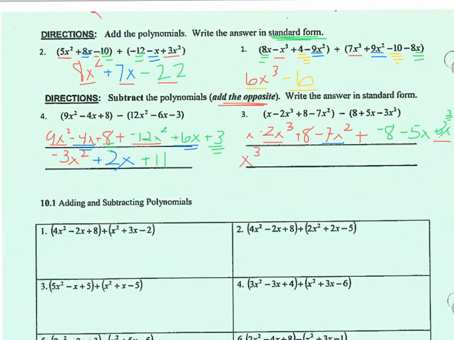I have negative 7x squared. That's my only x squared term, so that's just negative 7x squared. I have 1x and negative 5x, so that makes negative 4x. And lastly, I have 8 and negative 8, so those two cancel out. So my final answer is x cubed minus 7x squared minus 4x.